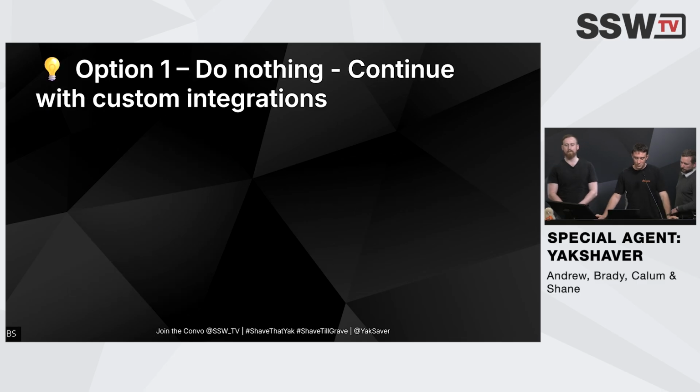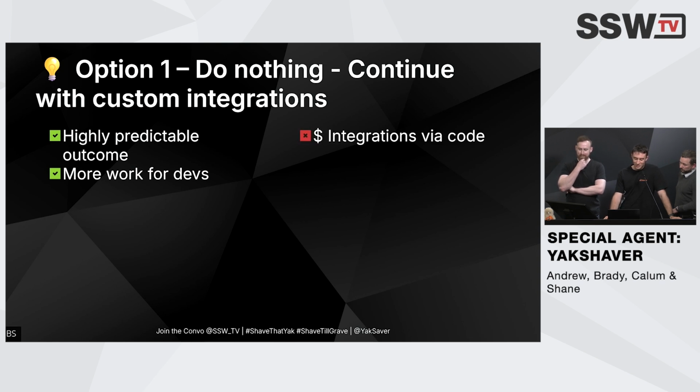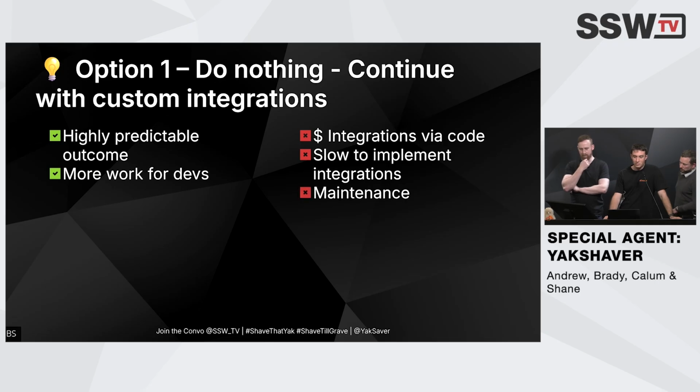All right, so option 1, do nothing. Continue with custom integrations. This has a highly predictable outcome. We know how this works. We know how to do it. It's just a lot of work, a month of work per integration. There's more work for devs. Our devs need work, and yeah, they can work on integrations. All right, so they are very expensive. About a month is a lot of work for just one integration, and it's slow to implement and maintain. Also limited functionality.